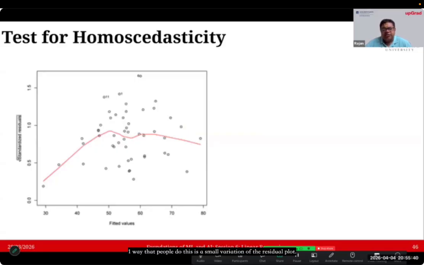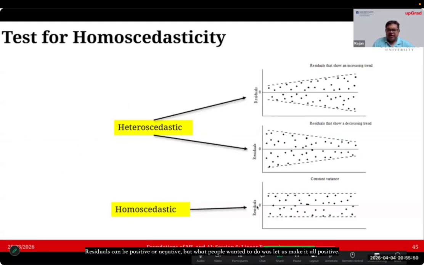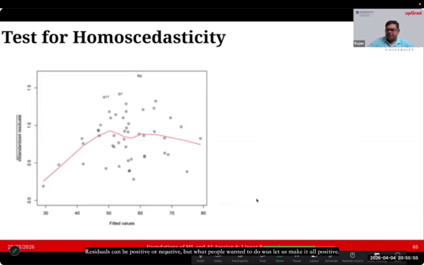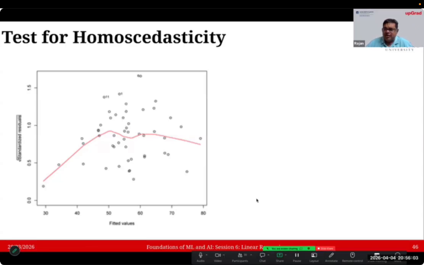One way that people do this is a small variation of the residual plot. The model does not care whether the residuals are positive or negative, but what people wanted to do was let's make it all positive. So you see, in logistic regression, in fact, in all classification problems, what people have done is looked at the standardized residuals.